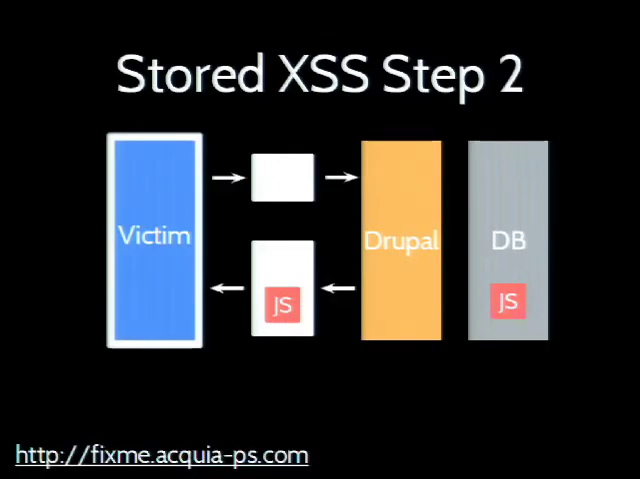So the second step is the important step, when a victim requests a page and Drupal renders it together with that malicious JavaScript code, and sends it back in a format that the browser will recognize as JavaScript and execute. That's the bad part. That should never happen, because you should always think that any user supplied data is insecure. So before you output that data back to another user or the same user, you need to sanitize it. You need to strip HTML tags, script tags, any malicious JavaScript code out of there. There are libraries to do that.